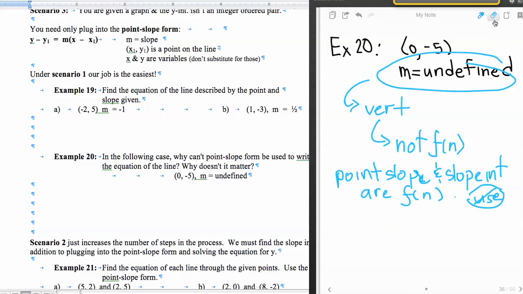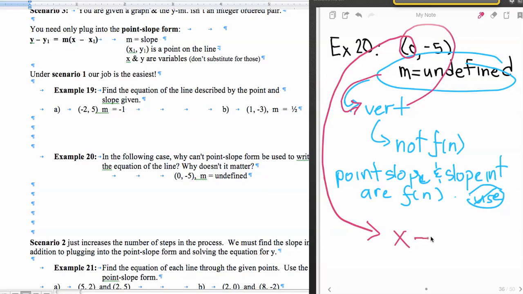And so remember that in order to get the equation, I have to recognize that this leads to a vertical line, which means that I have to go find out what the x is equal to, and then I can say that x is equal to that value. So x equals 0 is the equation for this vertical line, and that's the only way I can get it.